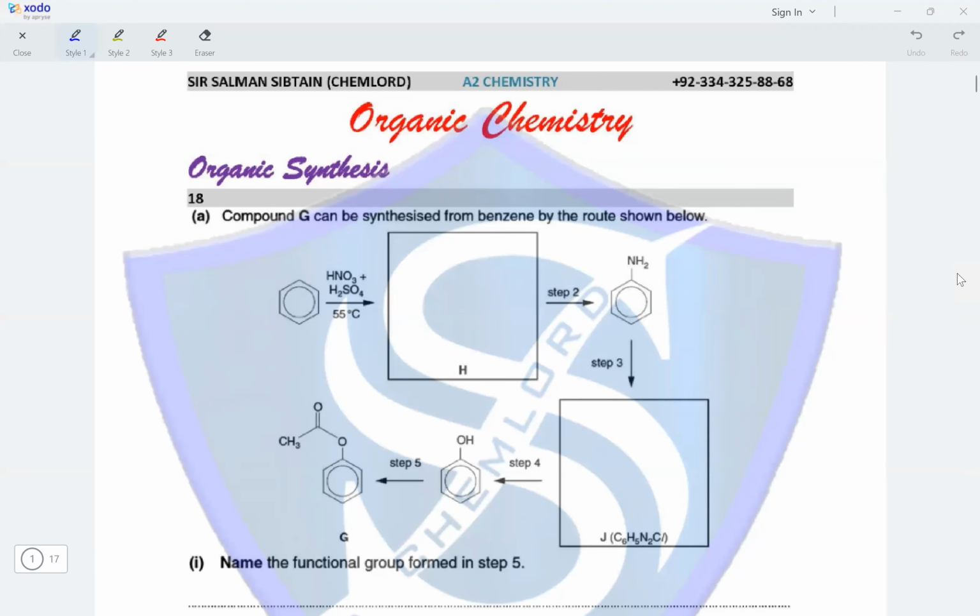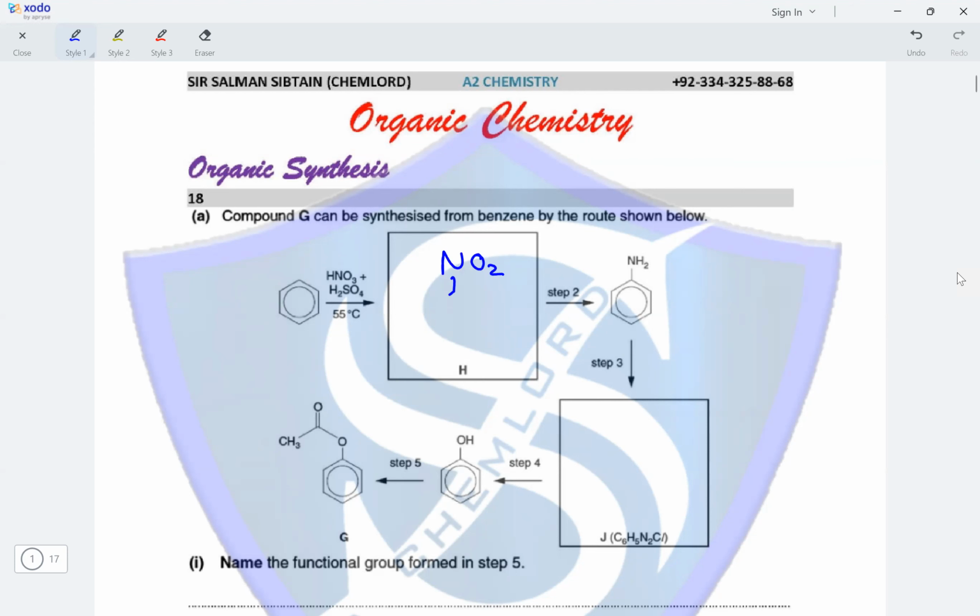Hi guys, this is A2 Chemistry, Organic Chemistry, and we are doing organic synthesis. Question 18. Compound G can be synthesized from benzene by the route shown below. So, benzene, when it reacts with HNO3 and sulfuric acid at 55 degrees Celsius, results in the formation of nitrobenzene.